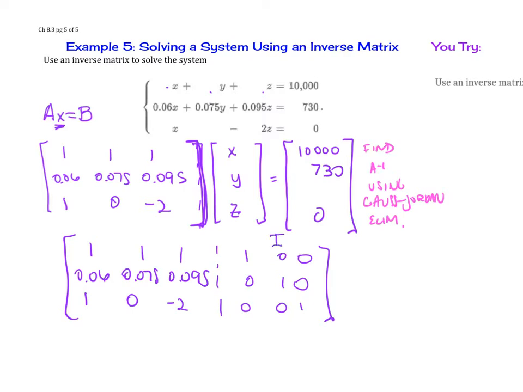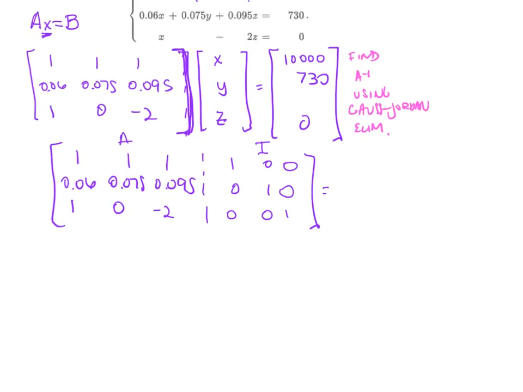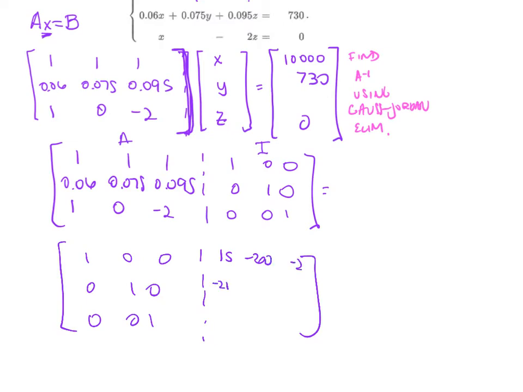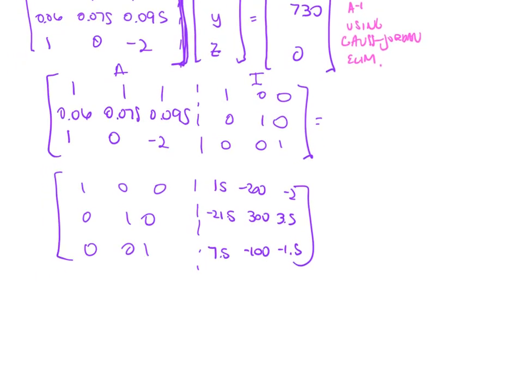So this is our identity, this is A, and when we do all that work, I'm going to give you the answer. When you do the work to find the identity on this side, the answer in this case is 15, -200, -2, -21.5, 300, 3.5, 7.5, -100, and -1.5. Okay, so this is our A inverse.